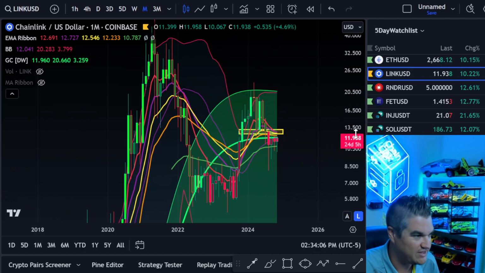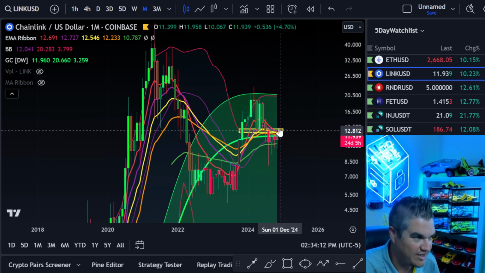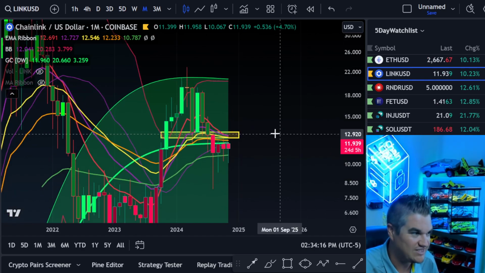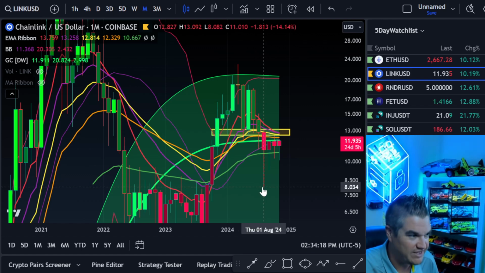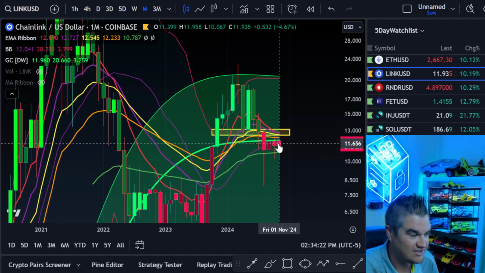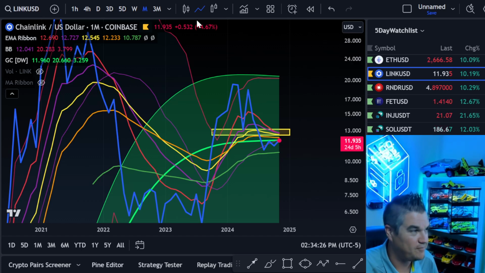Look at the monthly. Look at where we are. Monthly median Gaussian channel here. We're trying to get above it. Look at all these moving averages. This is why we're being a little bit suppressed here. It's coiled up. Look at these low wicks. Higher low. Higher low. We're right there. Put it on a line chart. It looks like it's ready to pop.